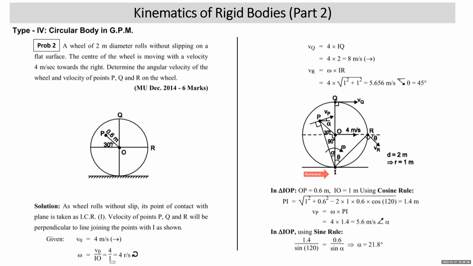As the diameter was 2 meter, the radius is 1 meter. So this comes to 4 radian per second. So the angular velocity of this wheel is understood to be 4 radian per second. You want to find the velocity of point Q.